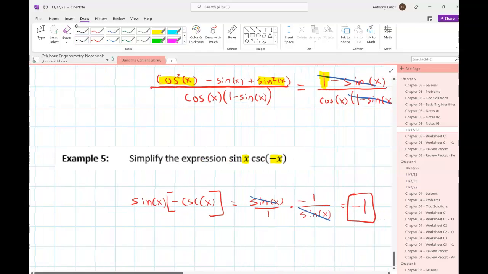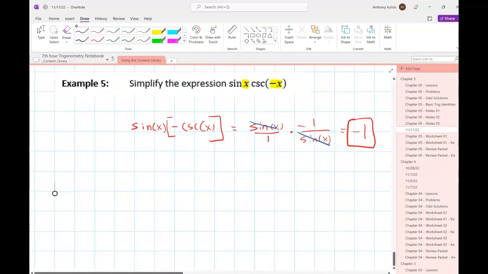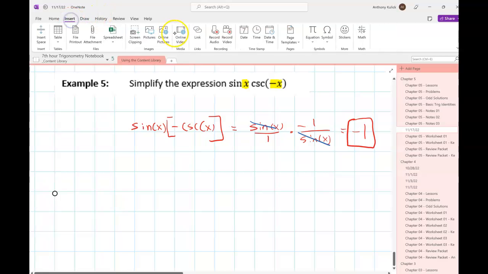Okay, I have one more example, and then we're all done for today. Yay!